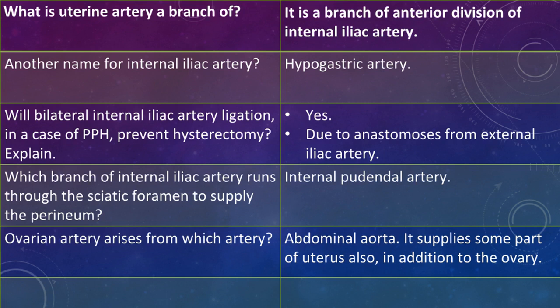Which branch of internal iliac artery runs through the sciatic foramen to supply the perineum? Internal pudendal artery. Ovarian artery arises from which artery? Abdominal aorta. It supplies some part of uterus also, in addition to the ovary.